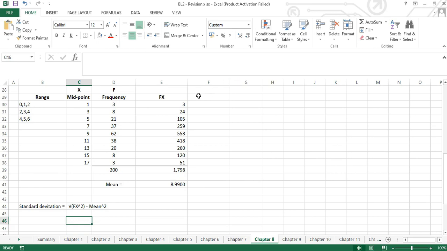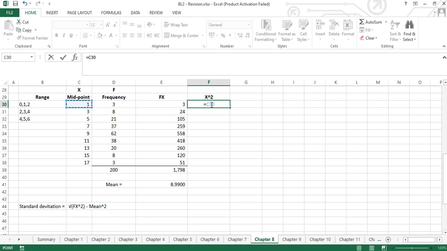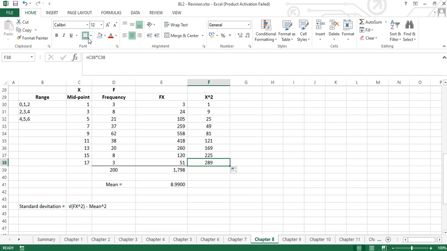So first, what is x squared? The midpoint is x. Therefore, x to the power 2 is basically this midpoint multiplied by itself. That's what we learned. So 3 into 3 is 9. Into itself is the square. Likewise, take the total. Multiply this by the frequency in order to get fx squared. The total of it will be 18,080. Fine. This is fx squared.